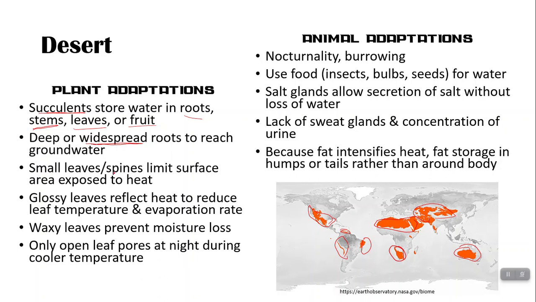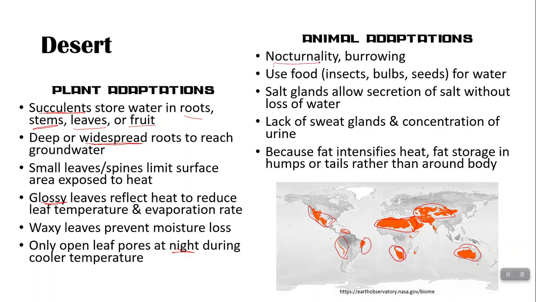They tend to have smaller leaves or spines to limit the surface area of their body that's exposed to the sun to help them absorb less heat. They have shiny, glossy leaves to reflect heat back. And that not only reduces the temperature of the leaf, it also reduces the evaporation rate. They have a waxy covering on their leaves to help retain moisture. And leaves have these pores, these kind of openings usually on the underside that allow them to exchange gases, kind of like little leaf mouths. And in the desert, they only open those at night when it's cooler, so they lose less water.